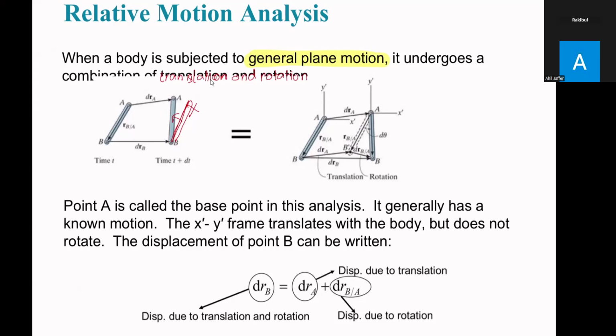That means it has a translation and it has a rotation. You see how much it has translated and how much it has rotated. So how do they do that? For that, they draw a parallel line.